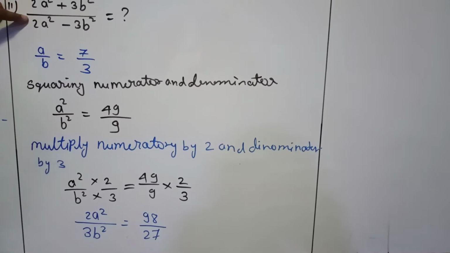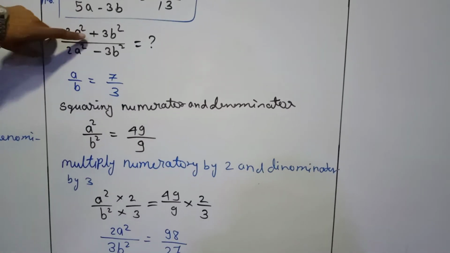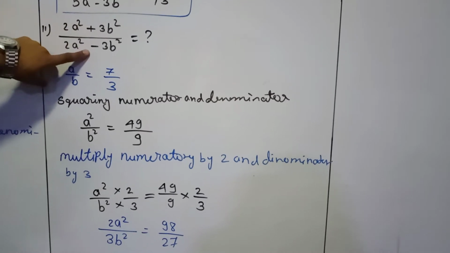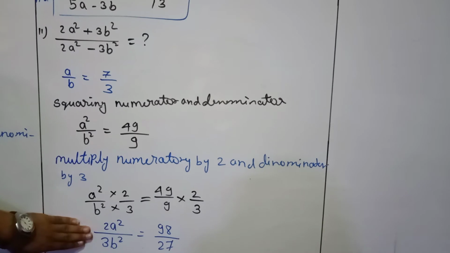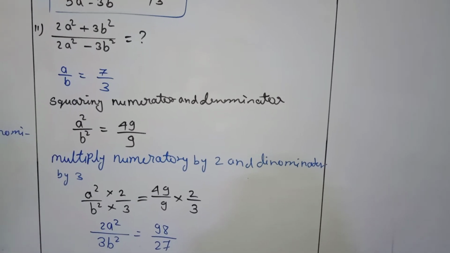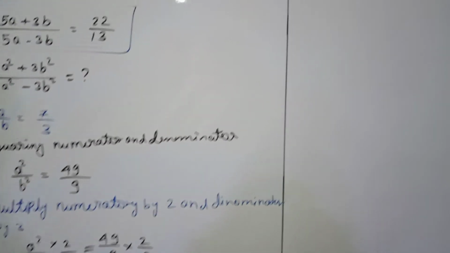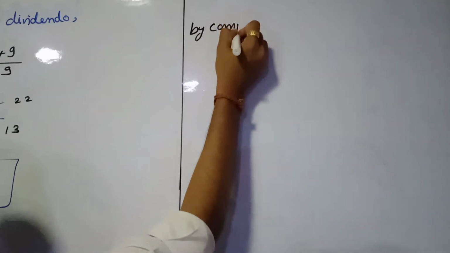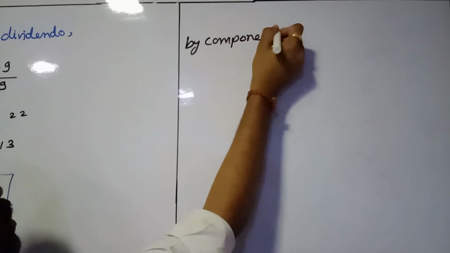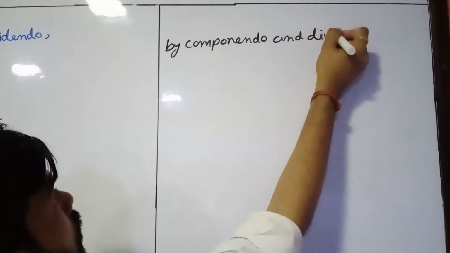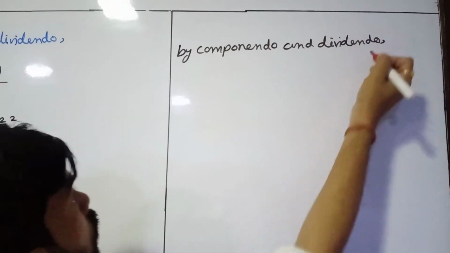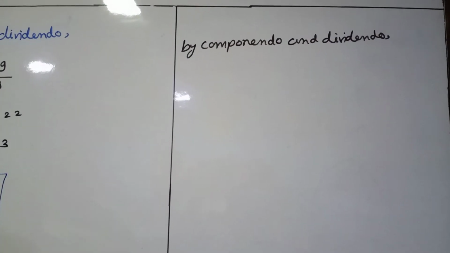Now again back to the question. Here we have the addition in the numerator and subtraction in the denominator. The terms are like that what we have. So now use the componendo and dividendo. By componendo and dividendo, what we have to do?